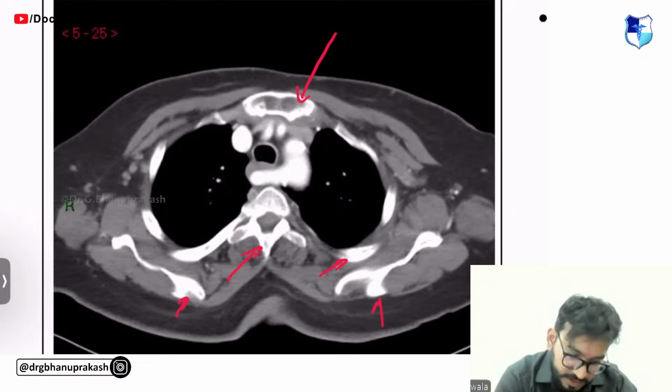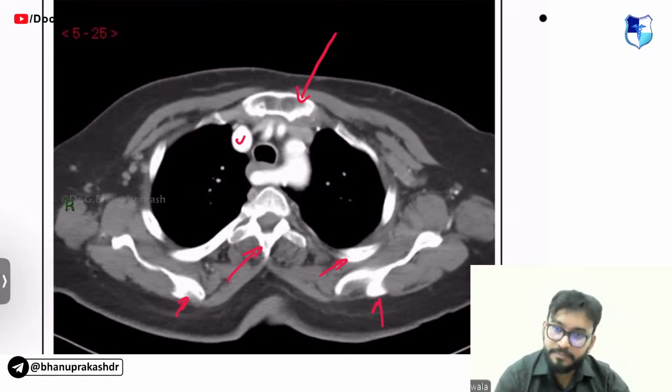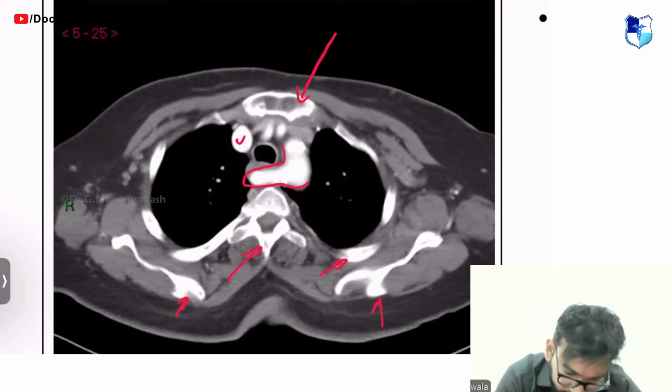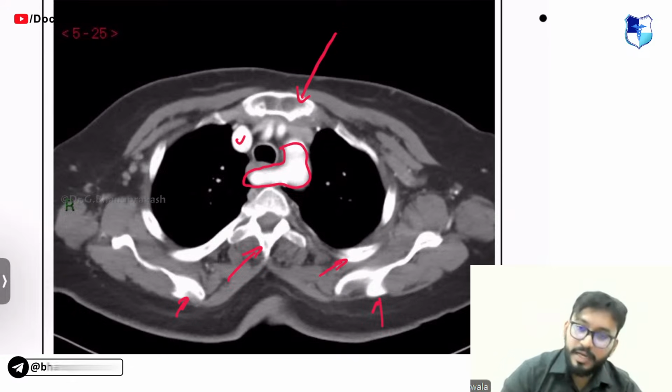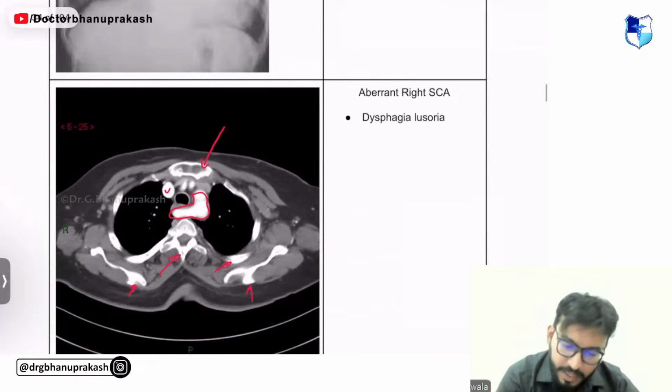Look at the vessels, guys. This is the vessel. The vessel is also white. This is a contrast enhanced CT scan. What do you see? This is a vessel. A vessel is coming here. What is this? This is a very commonly asked question. It is a new question that has been coming. This is known as our aberrant right subclavian artery.